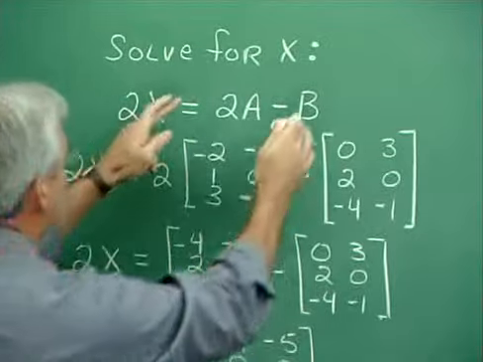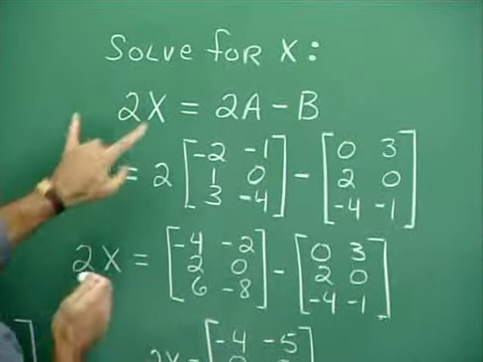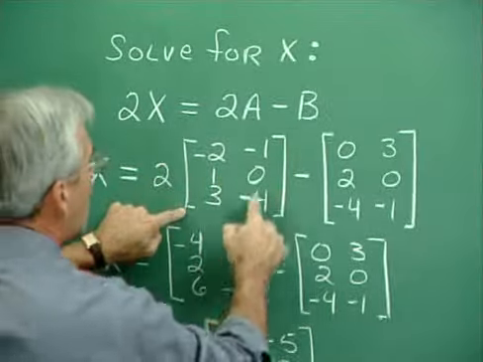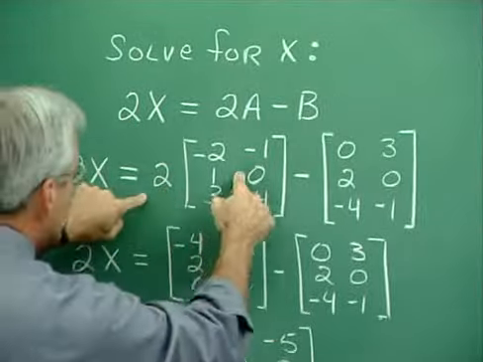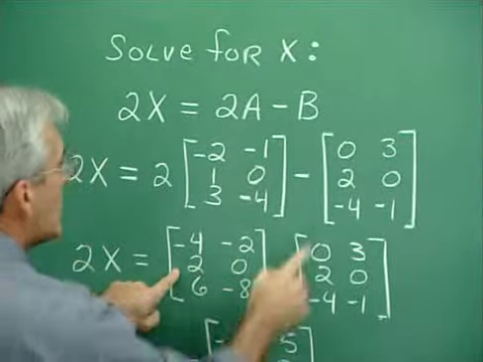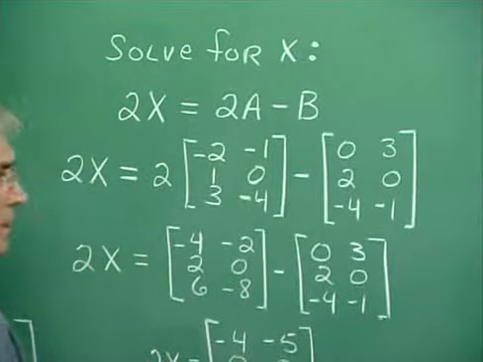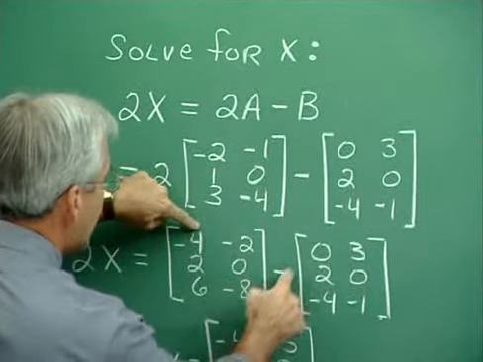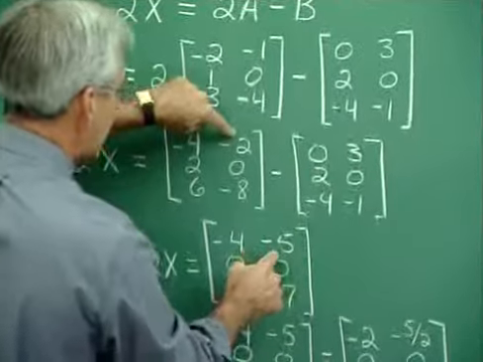I've elected to just take this expression and simplify it as much as I can. So we have 2X equals 2 times A, and the A is from before, and then minus the B from before. You see, and now 2 times this using our scalar multiplication. Subtract this, we bring it down, so now we subtract corresponding entries. And just as an example, -4 minus 0 would be -4. Then -2 minus 3 would be -5.